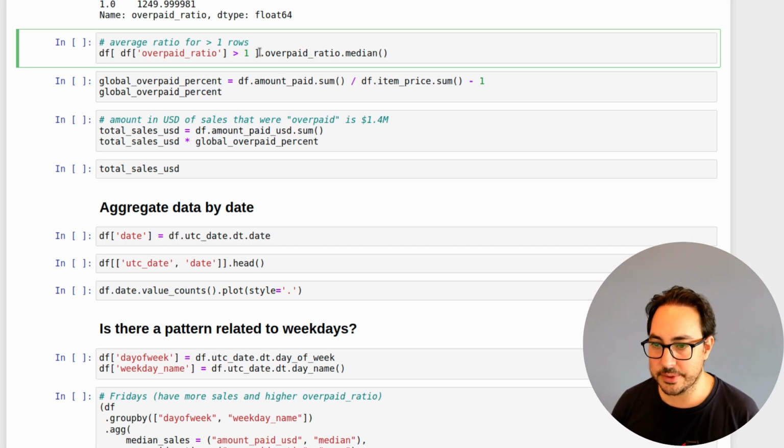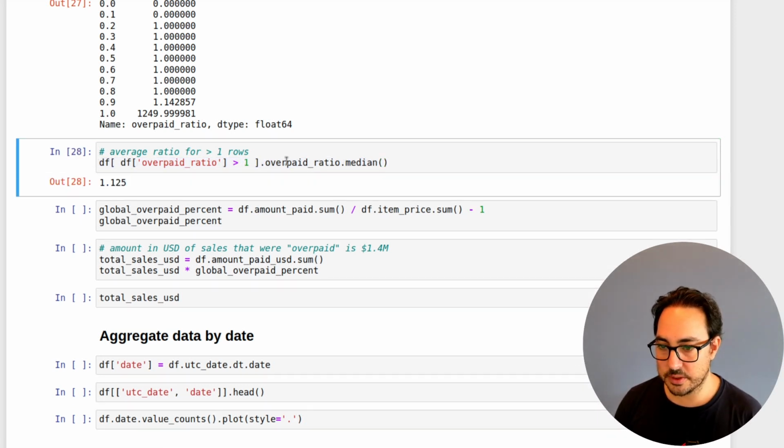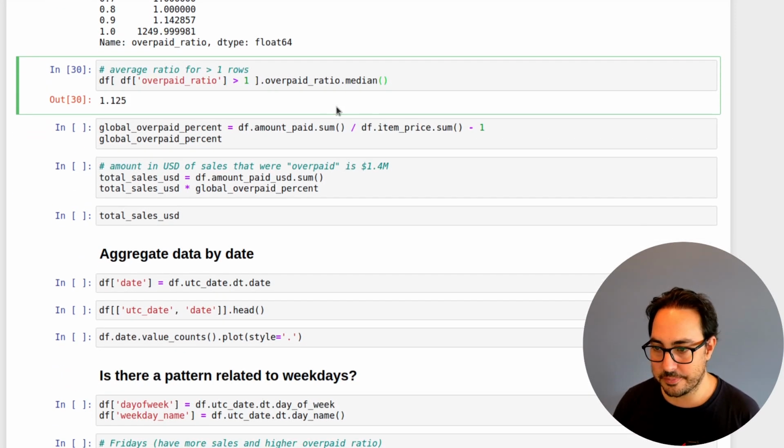Here's a simple calculation that I created. Let's filter the data and just keep the rows where the overpaid ratio was larger than 1, so someone paid more than the list price. What is the median of those values? That's what we get here, 1.125. What happens if I do the mean here? We get 1.86, which means 86% more than the list value, and I think 12.5% more is a lot more reasonable. So that's the advantage of the median. It's a little bit more robust.